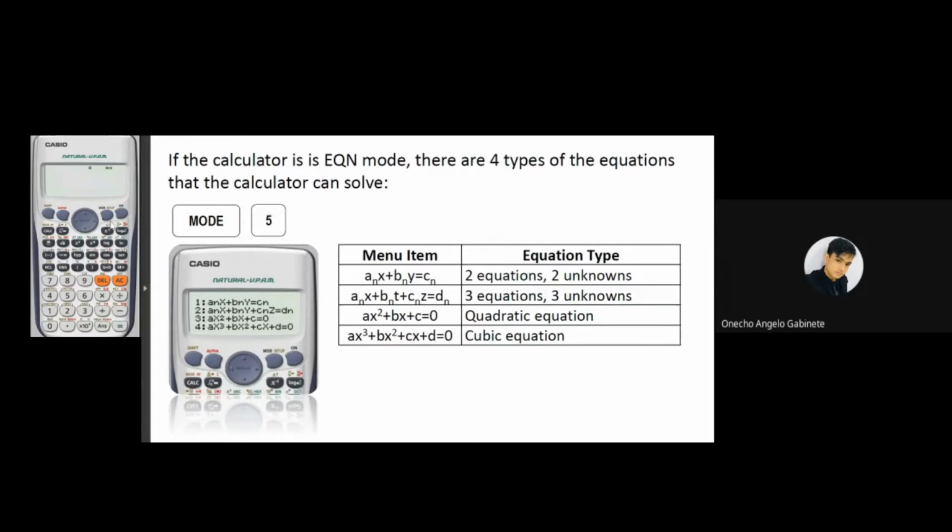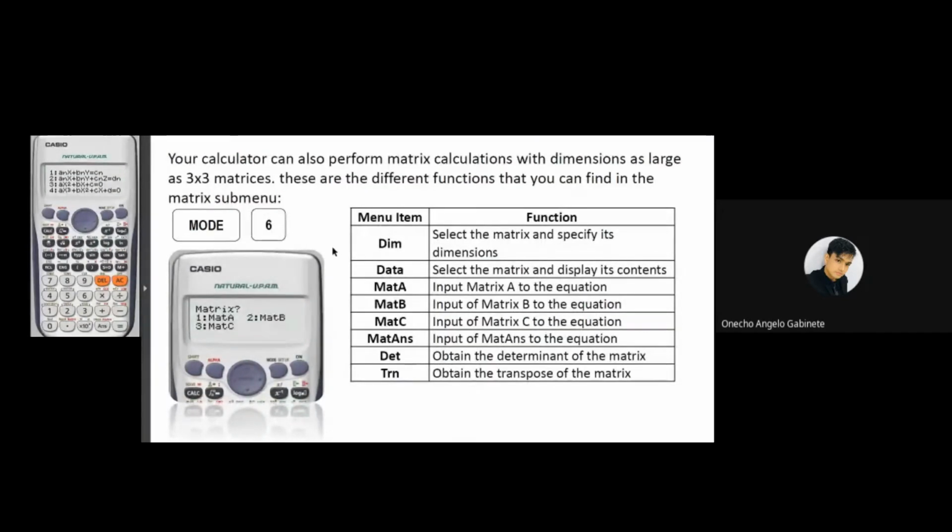Paano po yun? Mode 5. Ayan, yan yung mga yon. Next, kapag naman po matrix, pwede rin po. Sa mode 6 naman po, mode 6. So, meron dyang mga matrix A, B, at C na pwede mong pag-inputan ng data.